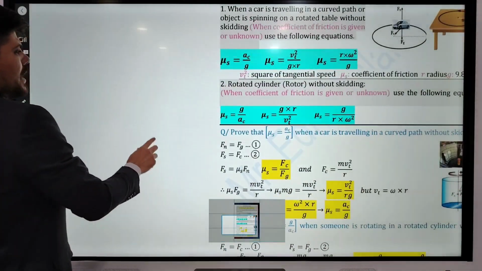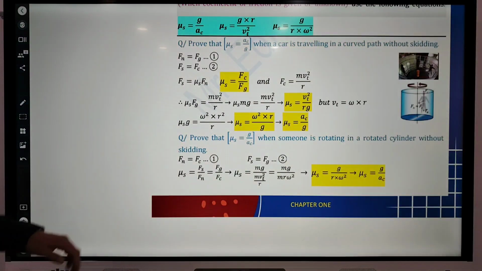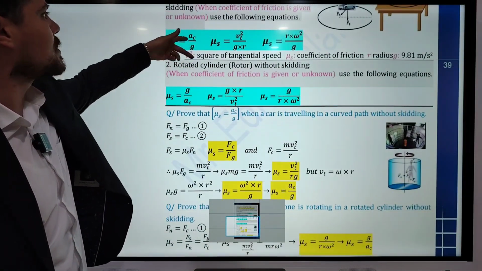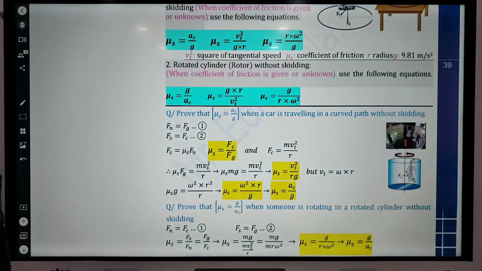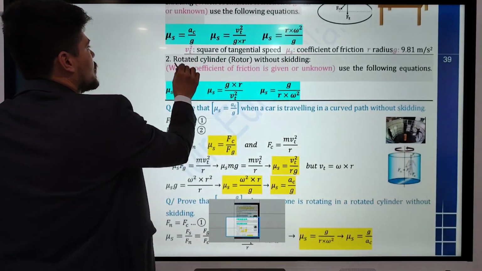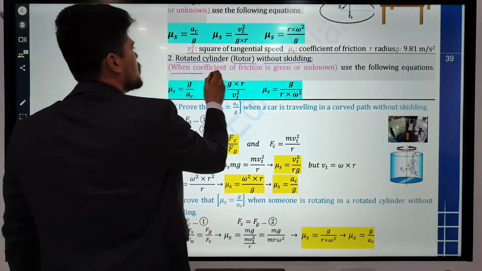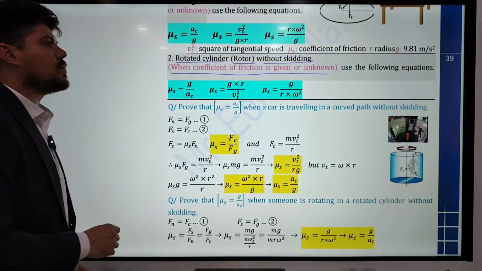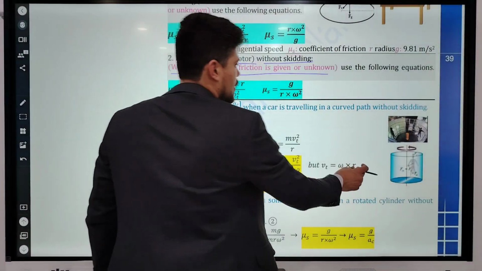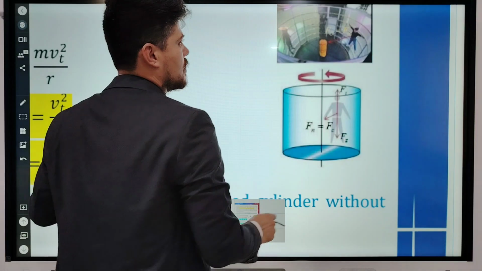Okay, guys. We have another case, the case of the cylinder. For this rotated cylinder, if you turn the equation from the first case upside down, you will get mu s, the coefficient of static friction for the cylinder. Be careful, rotor without skidding. When the coefficient of friction is given or unknown, use the following equation in the case when the cylinder is rotating, as you can see in this figure.